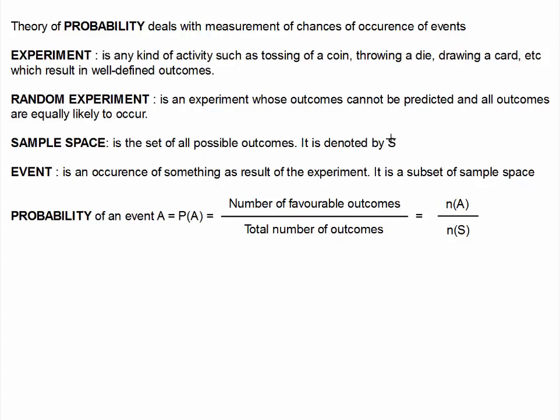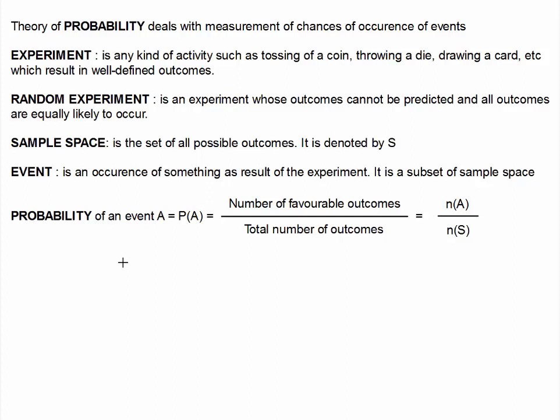Next is sample space. It is a set of all possible outcomes and is denoted by capital S. Event. An event is an occurrence of something as a result of the experiment. An event is always a subset of the sample space.